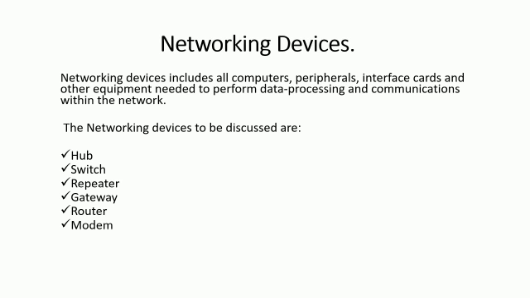Now we'll be discussing a major topic, that is network devices that are needed for data processing and communication within the networks or outside the networks. For example, within a LAN or between LANs, between MANs. So the networking devices that will be covered are hub, switch, repeater, gateway, router, and modem.